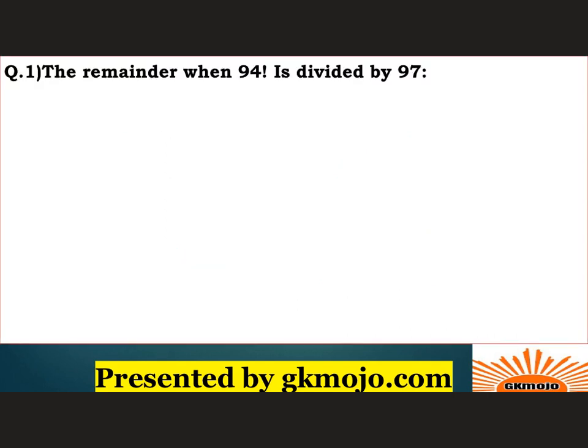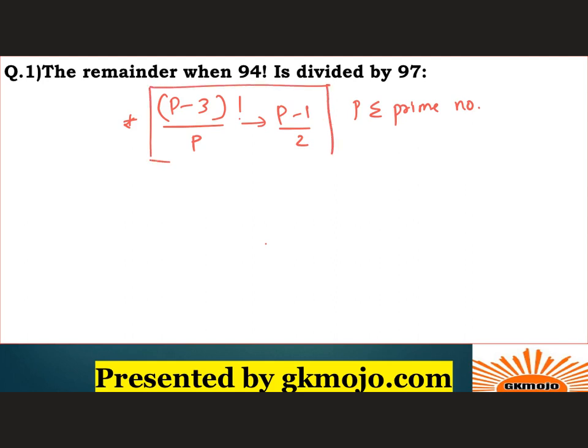So the first question is, the remainder when 94 factorial is divided by 97 is. Whenever, keep this in mind, this is of the form p minus 3 factorial divided by p. What is this p over here? This p is a prime number. So whenever p minus 3 factorial is divided by p, you will always have remainder as p minus 1 by 2. This is a taken for granted thing. Please keep this in mind. This is a standard formula, where p is a prime number. So here p is 97, which is a prime number.